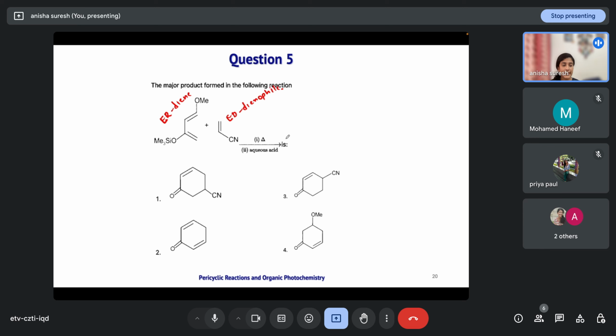So how will it be reacting? Which is the carbon atom having the largest coefficient of HOMO and the largest coefficient of LUMO in the diene and the dienophile? Since this is an electron releasing group, this will be the electron rich terminus of the diene, and since this is an electron withdrawing group, this will be the electron deficient terminus of the dienophile. So you can try drawing the product.